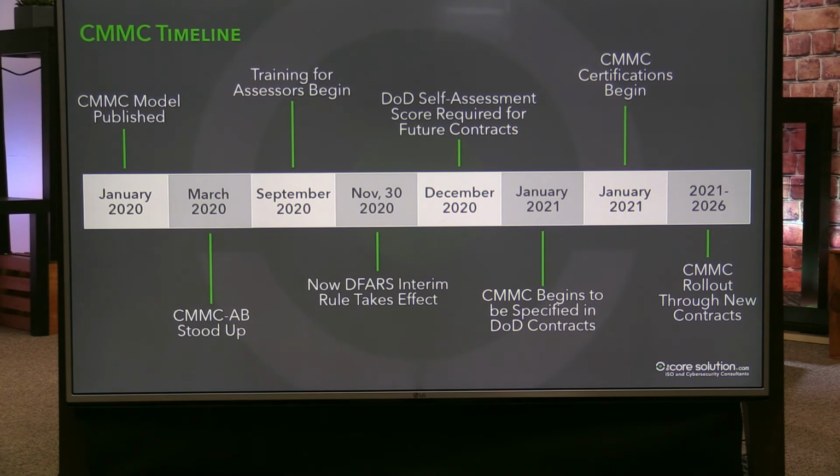The DIBCAC, or the score requirement, as part of that 7019 clause, was then required to receive awarded contracts as of December. In January, they started to select the contracts that they're going to specify the very first CMMC certifications to be in. Those are called pilot certifications or programs, and they've already selected a few of those, and they're getting ready to release those later this year in the rollout.